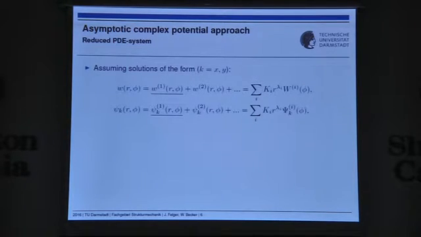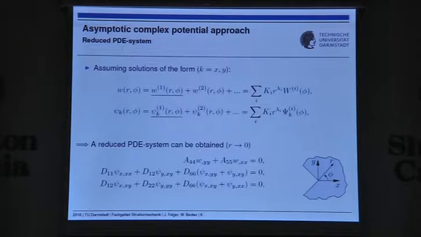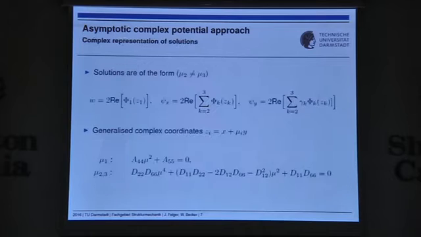So now, substituting this expansion into the PDE system and collecting terms of equal order in R, a reduced or a modified PDE system can be obtained. And the key point is now here, only second order derivatives appear in this coupled PDE system, and that's why a complex potential formalism can be applied to solve this system.